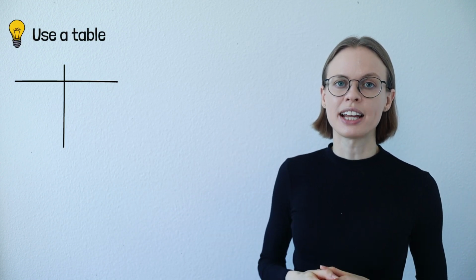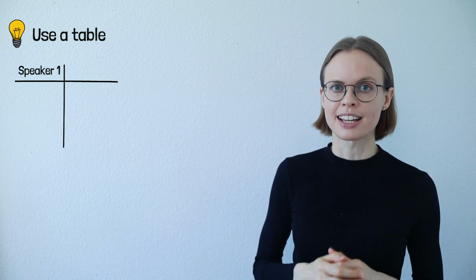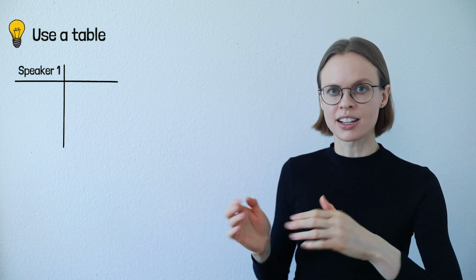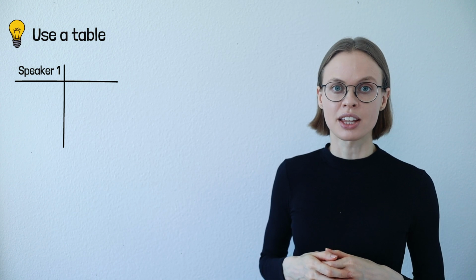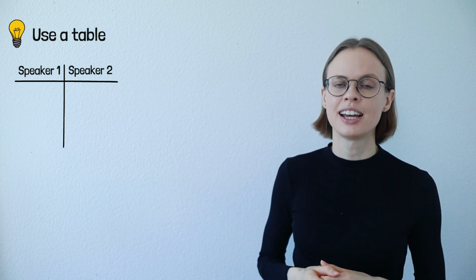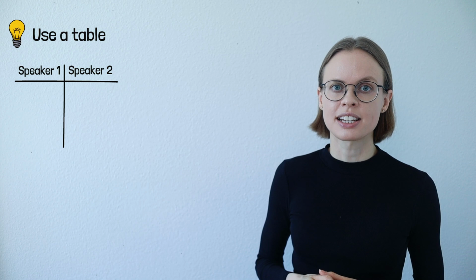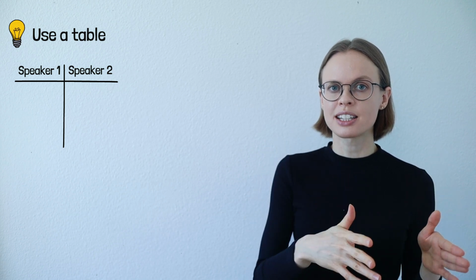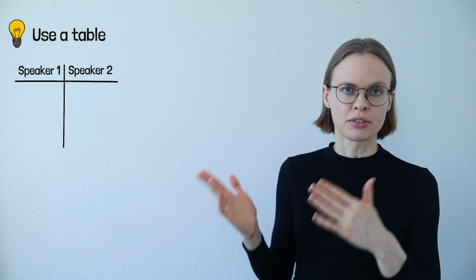Let's get started. Let's first start with the how. How should you take notes for conversations? If you're listening to a conversation, what you're first going to do is draw a table. On the one side, you write down everything the first person says. And on the other side, you write down everything the second person says. Usually, the conversation will be between a student and a professor or an official.